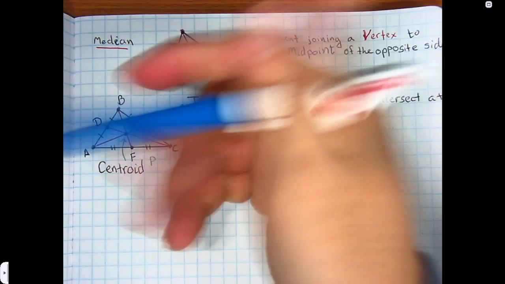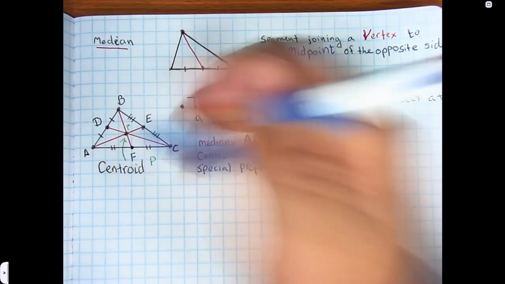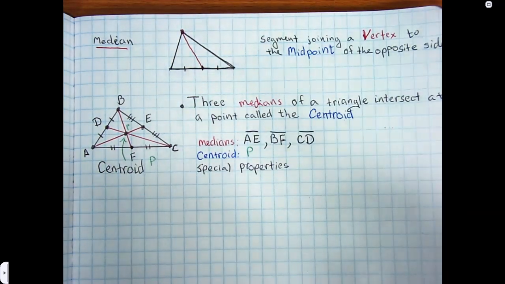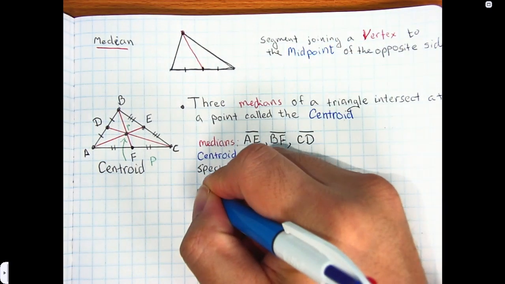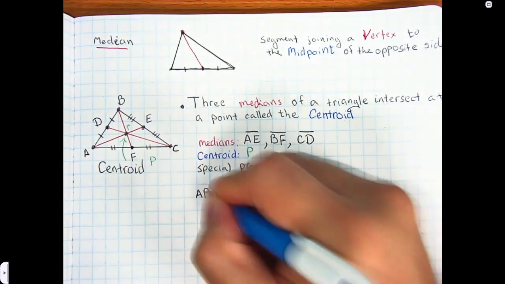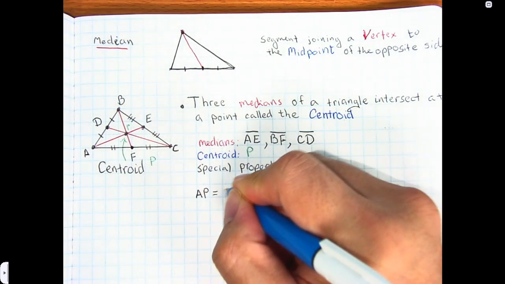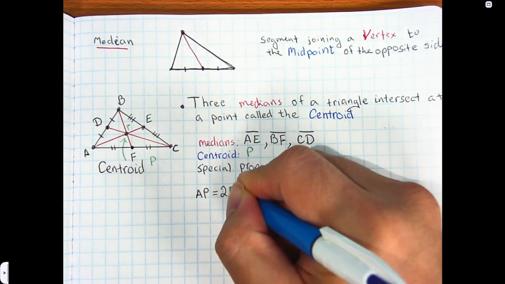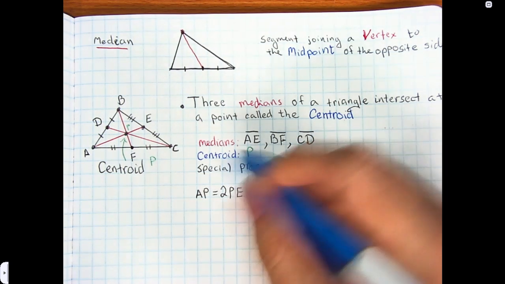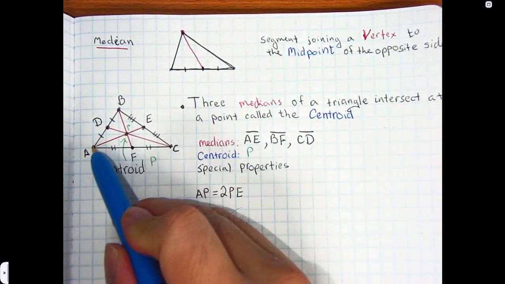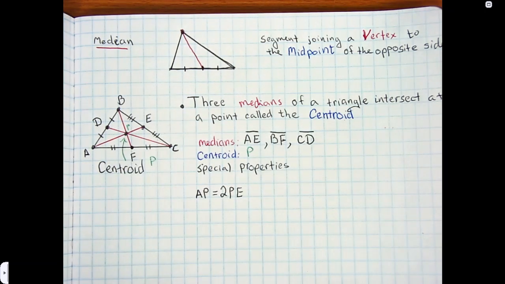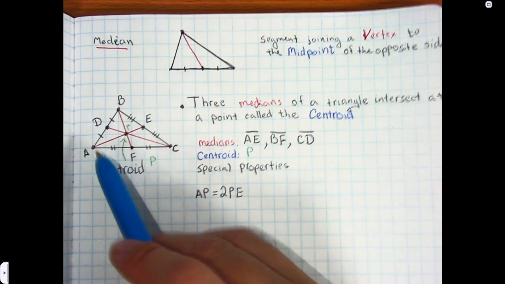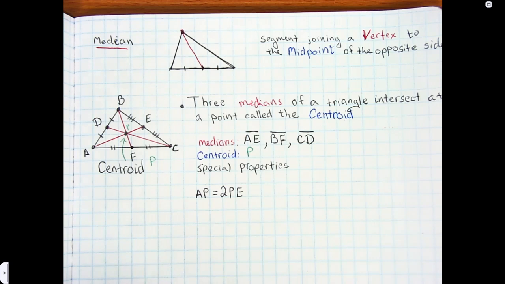I'm going to go ahead and put P where P should be. Okay. The special property, right? The segment from vertex A to P is going to be twice P to E. So the segment A to P, notice it is a lot longer than P to E. It is 2 times P to E. The point P divides the whole segment into 2/3 and 1/3.